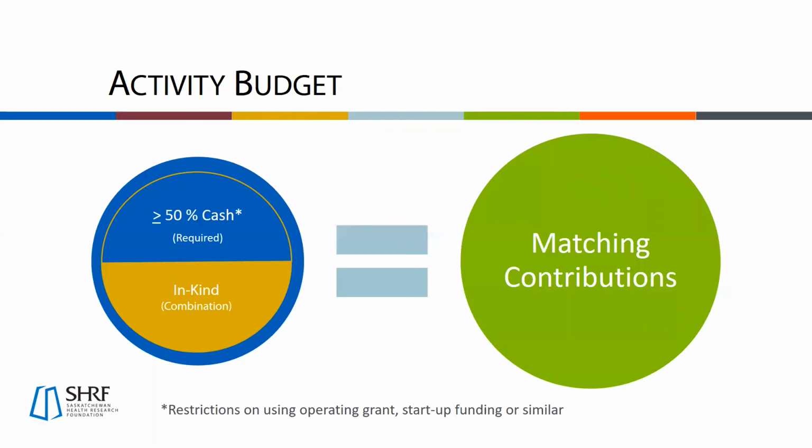And then on top of that, you still need to get 50% of cash requirement or more. So maybe you only have 25% of in-kind covering your matching contributions. Then that means you need to have 75% of cash covering the contributions. And altogether, that would make 100%, so that when you're requesting $5,000 from SHRF, you have $5,000 of matching contributions using that cash and in-kind.